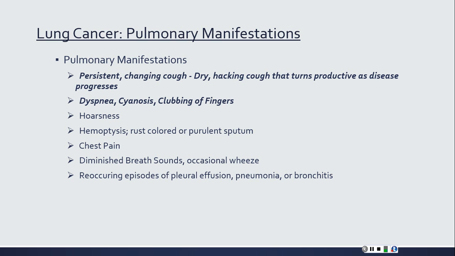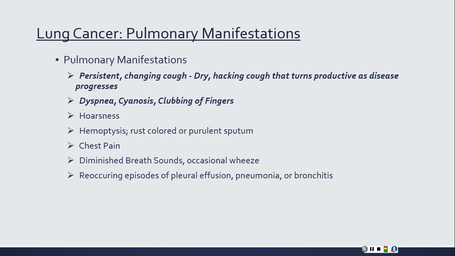Hemoptysis. Can be rust or purulent sputum. Not always hemoptysis, but it can be. Usually it progresses. It may start out clear and then move to blood-tinged. Chest pain is a big one. Diminished breath sounds with an occasional wheeze, and then reoccurring episodes of pleural effusion, pneumonia, or bronchitis.